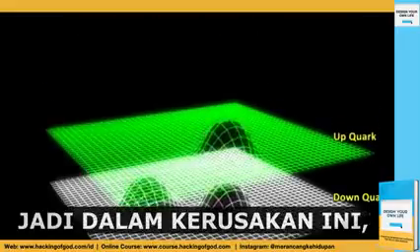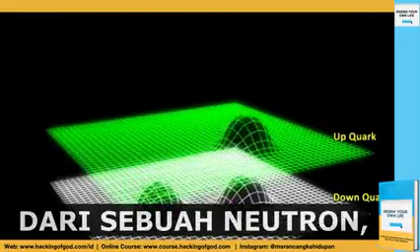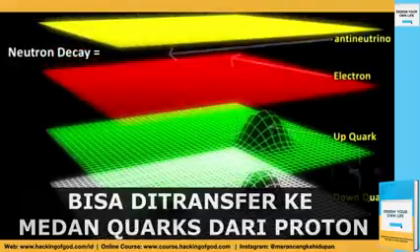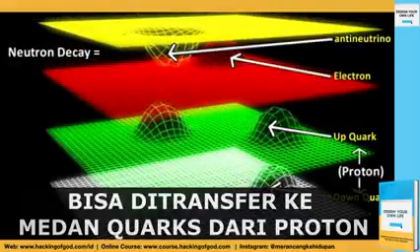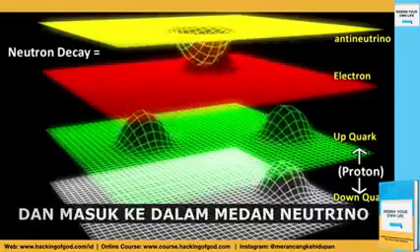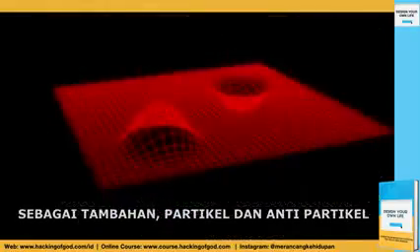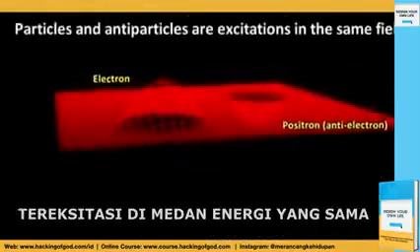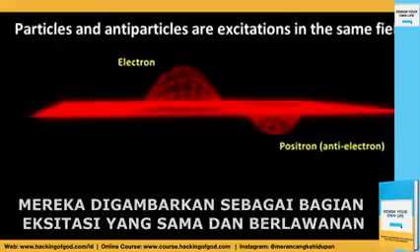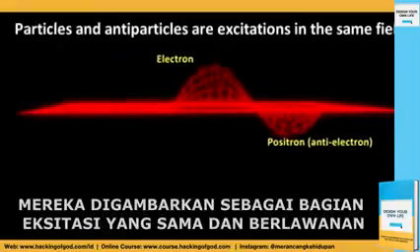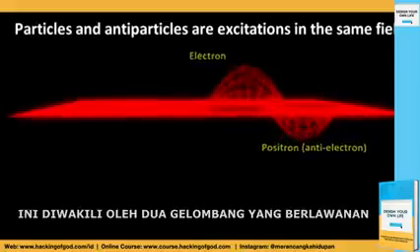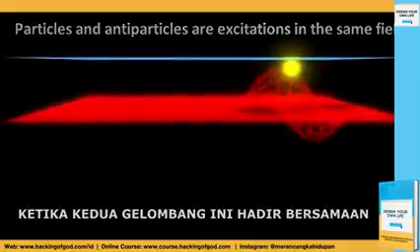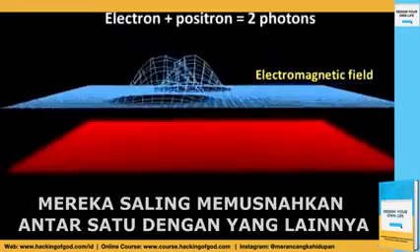So in this decay, the energy of the quark field of the neutron can be transferred to the quark fields of the proton, plus electron field and antineutrino fields. In addition, particles and antiparticles are excitations in the same field. They're just described as equal and opposite excitations of the field. This is represented by two opposing waves. When these waves come together, they annihilate each other.